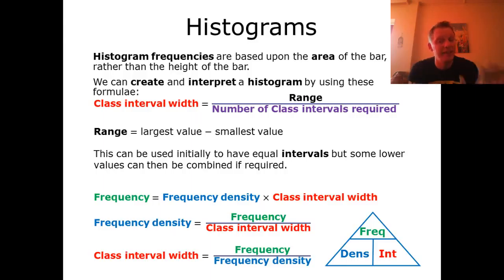Now, when we are looking to calculate different parts of it, either the frequency density or the class interval width, we can use these formulas through this formula triangle. So the frequency equals our frequency density times the width of our bar. The frequency density equals our frequency divided by our class interval width, and our class interval width equals our frequency divided by our frequency density. So we're going to be using these to create and interpret histograms.